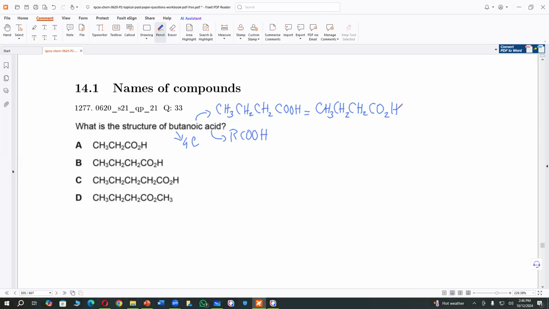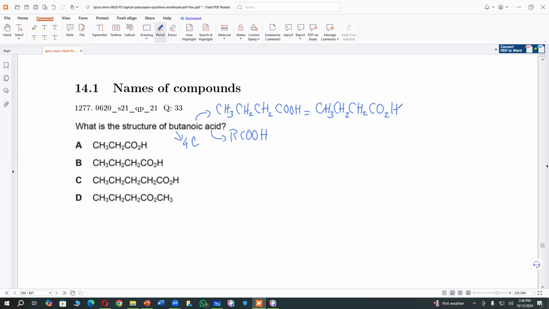So what is butanoic acid again? It's a carboxylic acid which contains 4 carbon atoms. So how would you know how to draw butanoic acid?